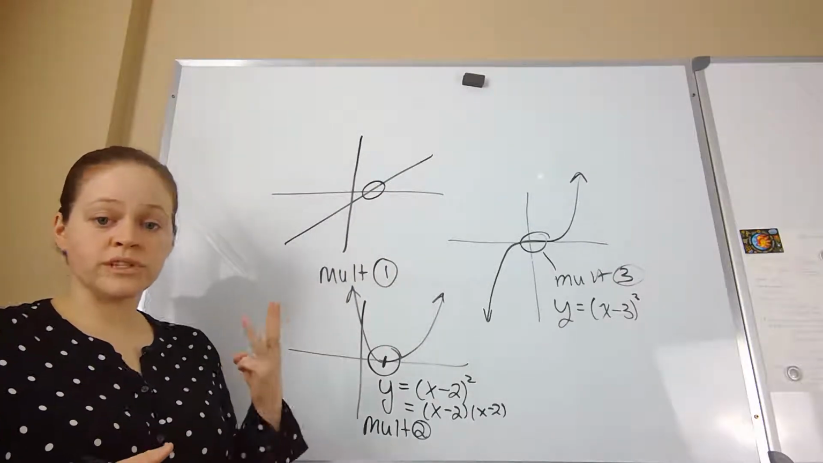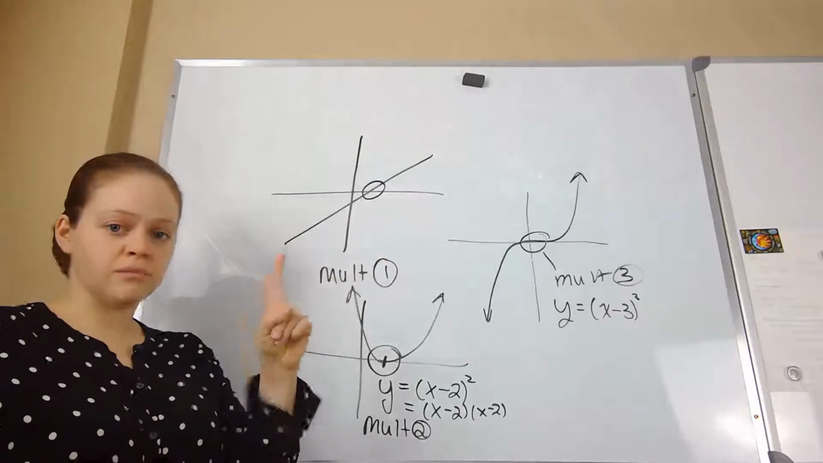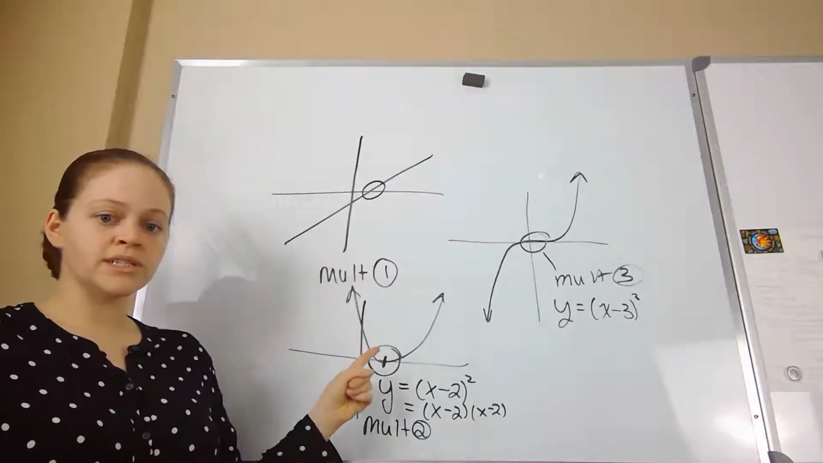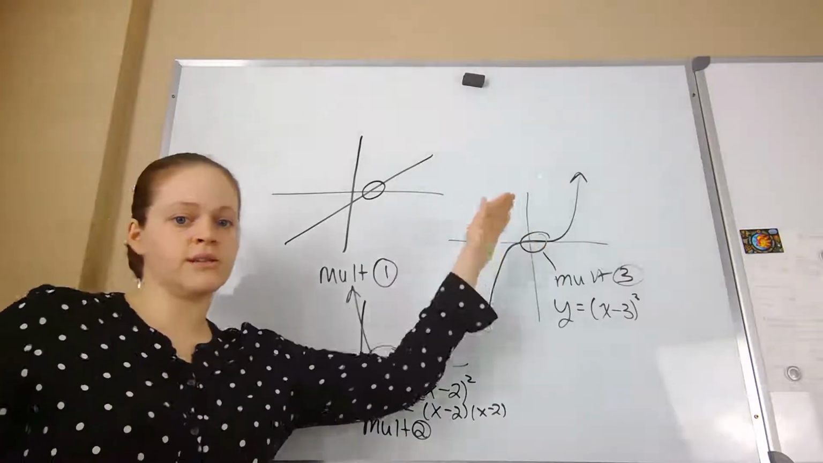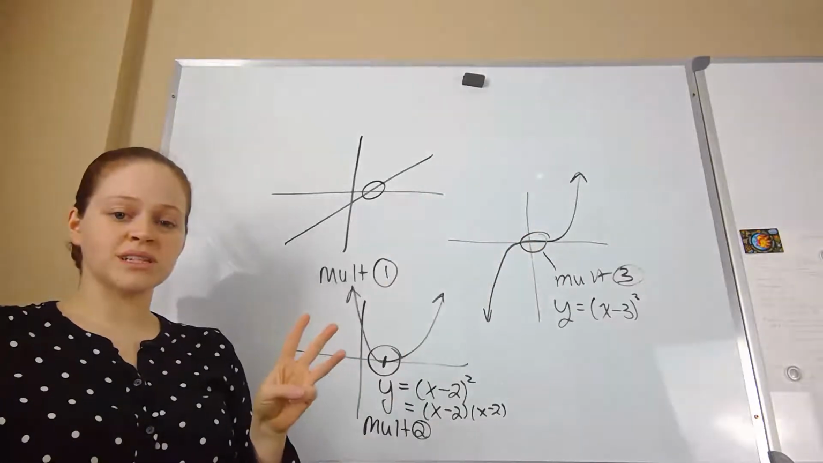Now, you have 3 types. You have one when it passes through, multiplicity of 1. You have one when it touches, multiplicity of 2. You have one when it kind of lays on the axis and goes, it's multiplicity of 3.